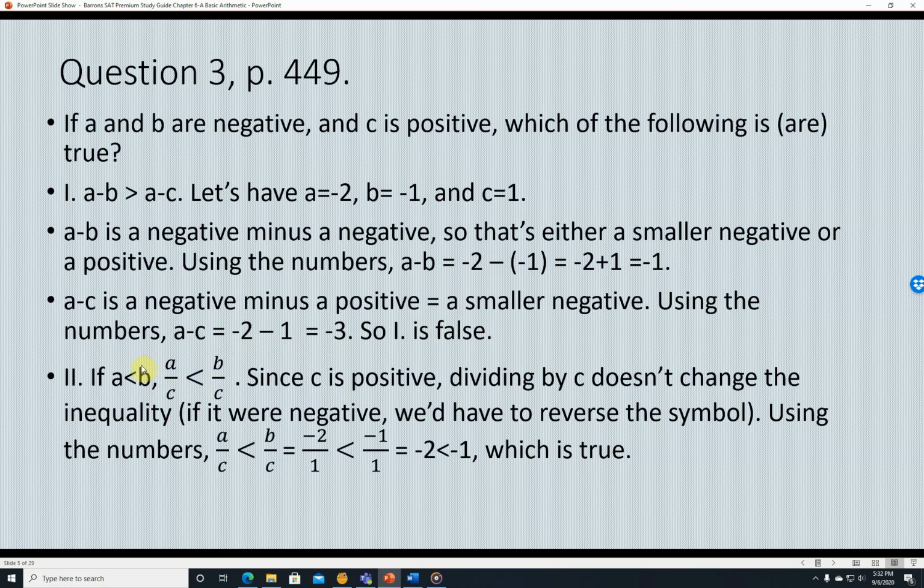Number 2, if a is less than b, a over c is less than b over c. Since c is positive, dividing by c doesn't change the inequality. If it were negative, we would have to reverse the symbol. When you multiply or divide an inequality by a negative number, you have to flip the symbol. So if it's less than here, it would become greater than if we were dividing by a negative. But we're not. So using the numbers, negative 2 over 1 is less than negative 1 over 1, because c is 1, a is negative 2, and b is negative 1. So negative 2 is less than negative 1, which is completely true. So 2 is true.